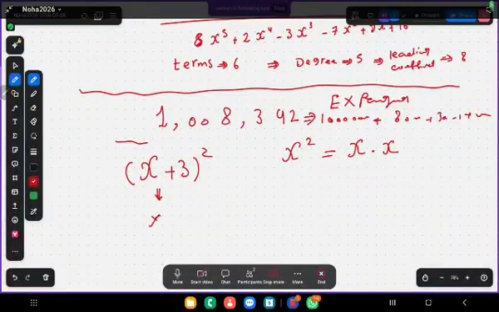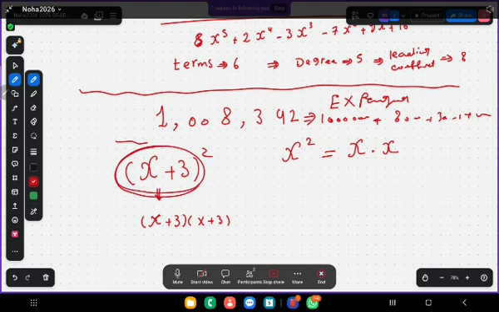plus 3, I can deal with that like it was one term. It's multiplied by x plus 3. Okay? I wanted to solve step by step to make it easy for me, right? So first, I take this x plus 3 and deal with that like it was one variable. So I take it as x plus 3, and then I look at the power, it's power of 2. It means that it's multiplied by itself 2 times.